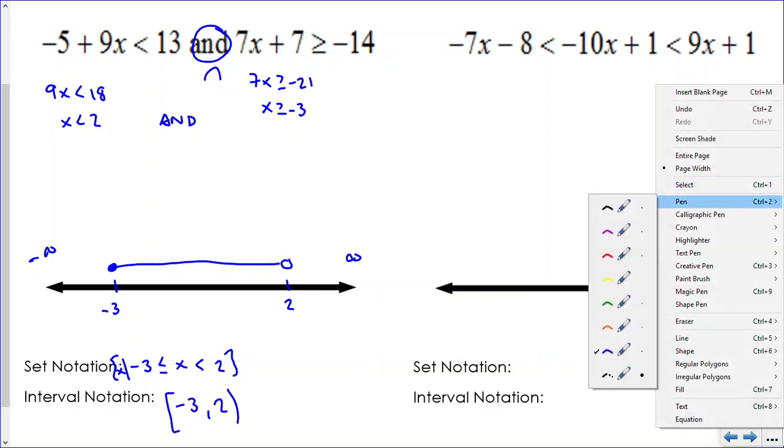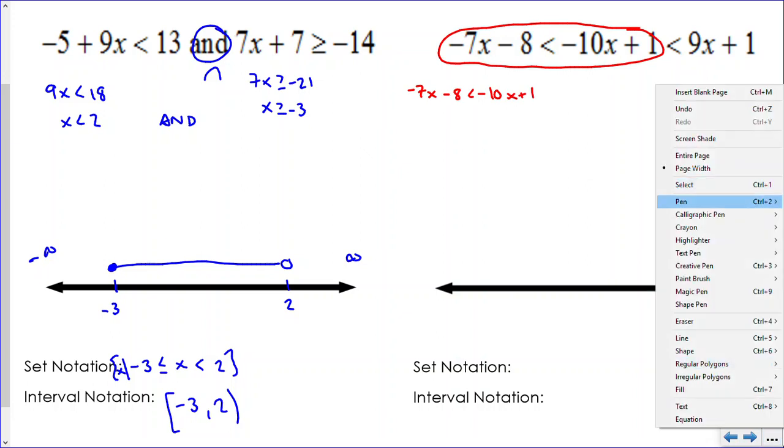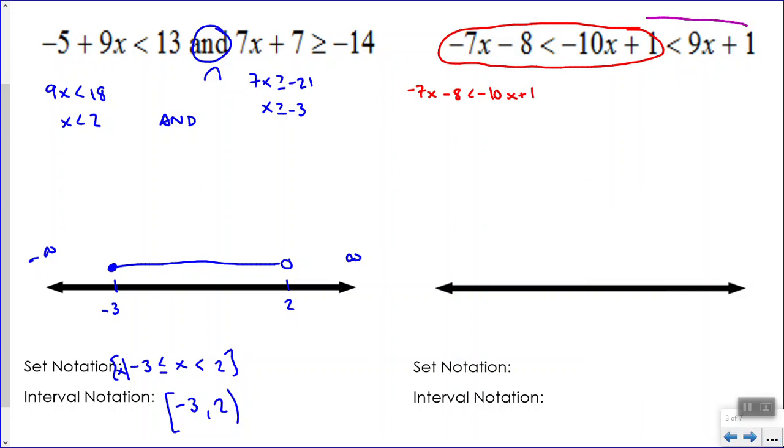If we look at the second inequality, we'll see that this one is written kind of as a triple. Whenever I see this, I'm going to split it into two separate inequalities to solve. So the first inequality I'm going to solve is the one I've circled in red: -7x minus 8 is less than -10x plus 1. Then I'm also going to solve this inequality: -10x plus 1 is less than 9x plus 1. Go ahead and pause the video, see if you can solve each of those separate inequalities.